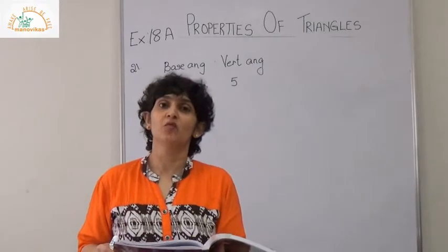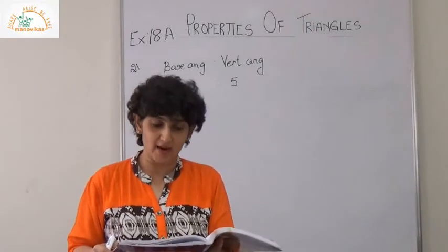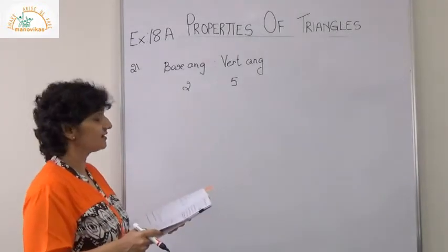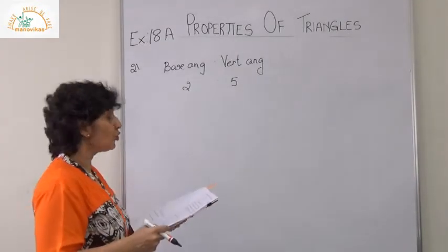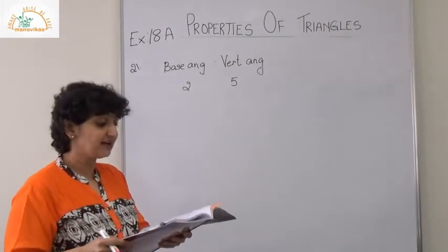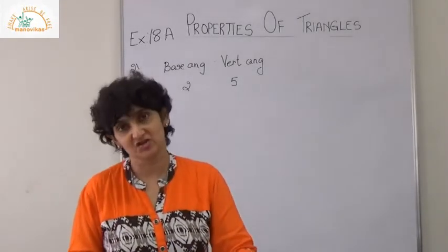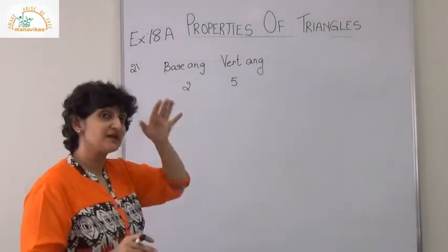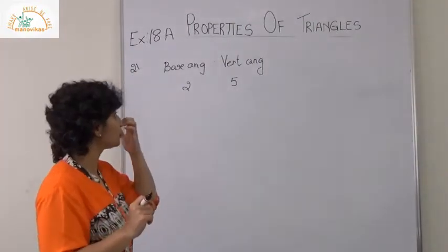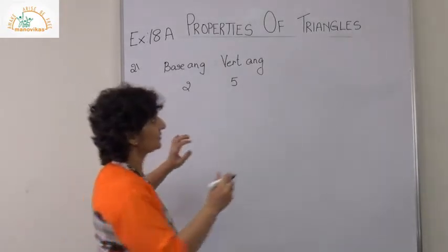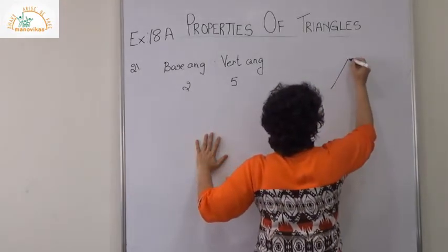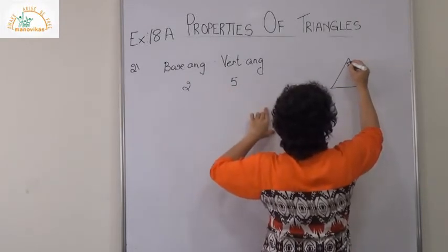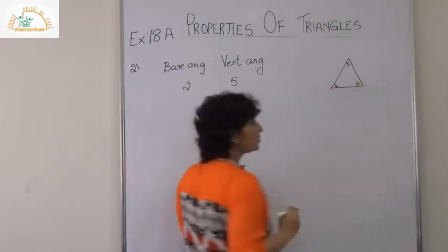Alright children, let's move on to question 21. The ratio between the base angle and the vertical angle is 2:5. Find each angle of the triangle. Now children, you know your ratios. We have done sums based on word problems based on ratios, isn't it? So this is a triangle, ratio of a triangle. And what are they saying? The vertical angle is 5, this is 2 and this is 2.